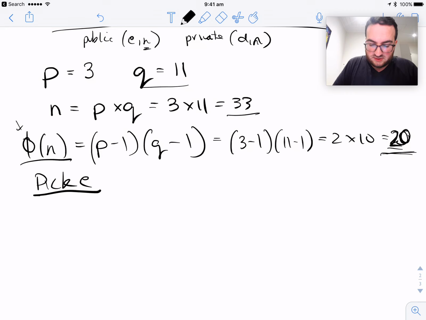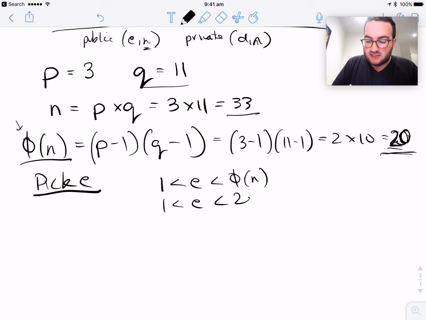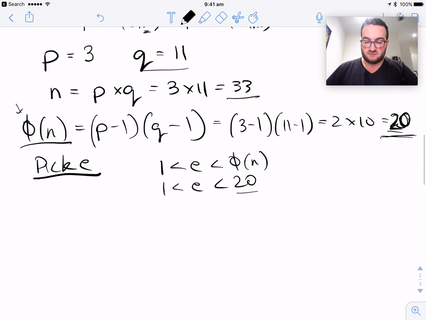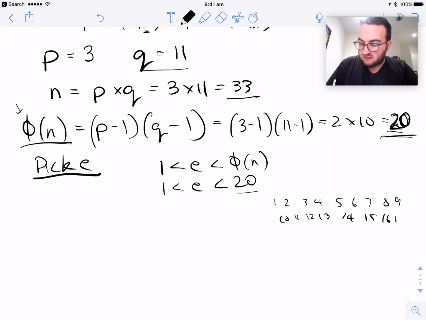It needs to be between 1 and Euler's totient. So basically, e needs to be between 1 and 20, and it can't have any shared factors with 20, if that makes sense. For a number between 1 and 20, all the options are 1, 2, 3, 4, 5, 6, 7, 8, 9, 10, 11, 12, 13, 14, 15, 16, 17, 18, 19, 20.